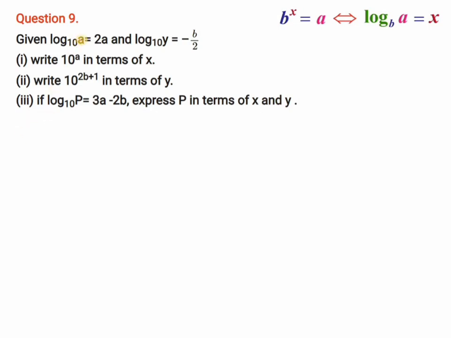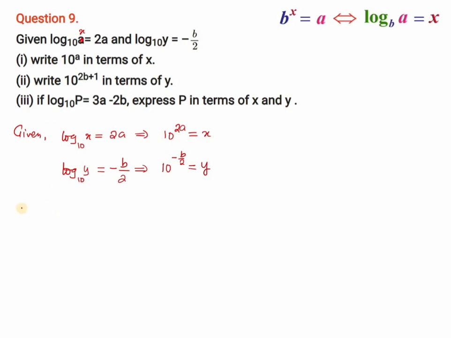Yeah, so by the way, I think this is going to be x. Okay, this is going to be x. So given is log x at the base 10 is equal to 2a. So let's change this. So this becomes 10 to the power 2a is equal to x. Now similarly you have log y at the base 10 is equal to minus b by 2. Now let's change this into the exponential form. So this becomes 10 to the power minus b by 2 is equal to y.